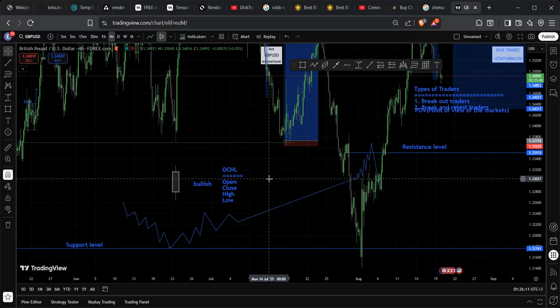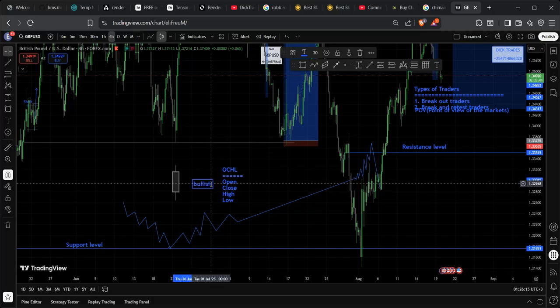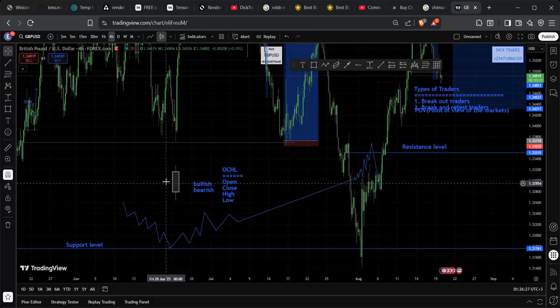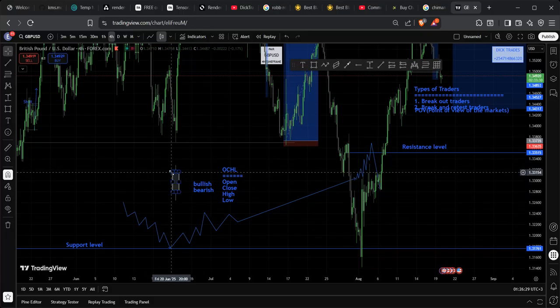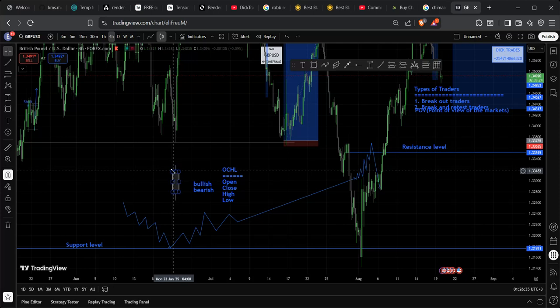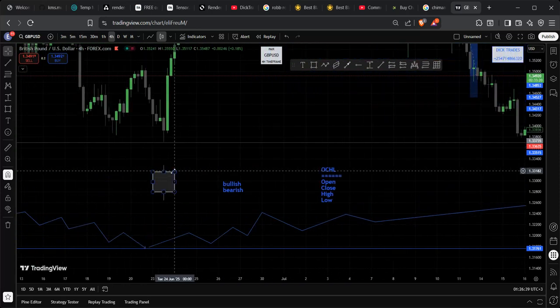Open, close, high, low. It doesn't matter if it's bullish or bearish. Both will have open, close, high, low. Yeah, this will be a perfect example. Over here, this one, since this is the open, price moves up. I want you, let me zoom in so that I can show you properly.